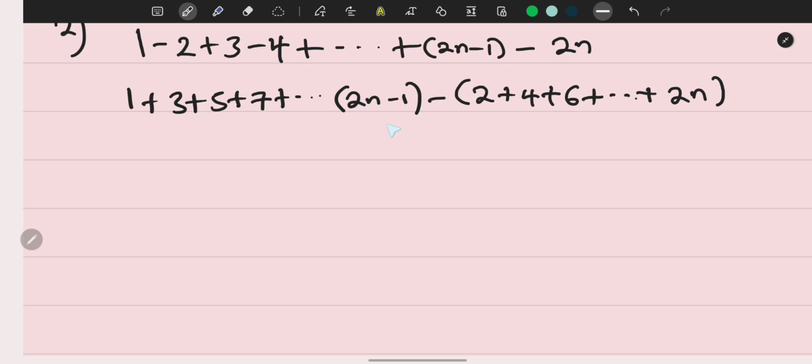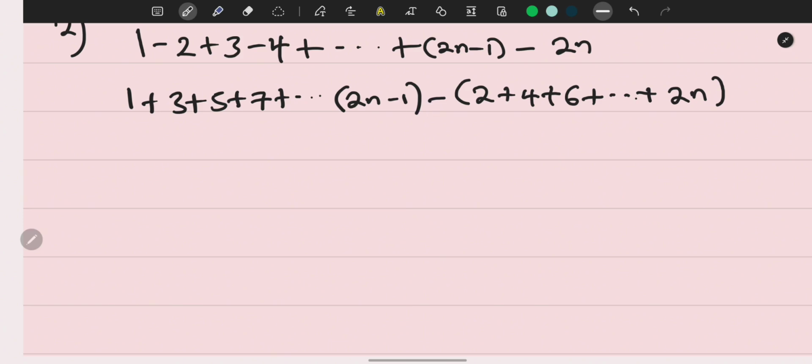Okay. And when you consider the last term of each of these, the even numbers and the odd numbers, for the odd numbers you have 2n minus 1, which represents the general term of the series. Because if you put n to be 1 here, you're going to have 1. When n is 2, you're going to have 3. When n is 3, you're going to have 5, like that. The same thing is applicable to 2n here. When n is 1, you have 2. When n is 2, you have 4. When n is 3, you have 6. So the last term of each of these represents the series.